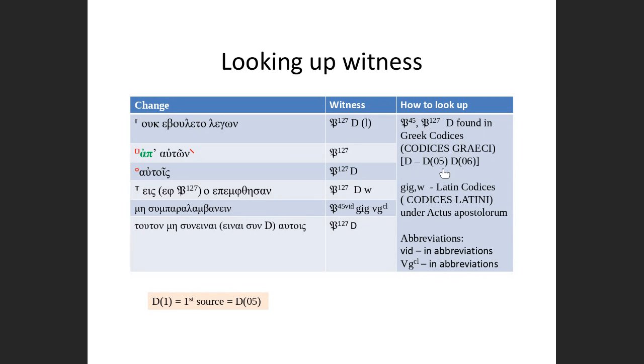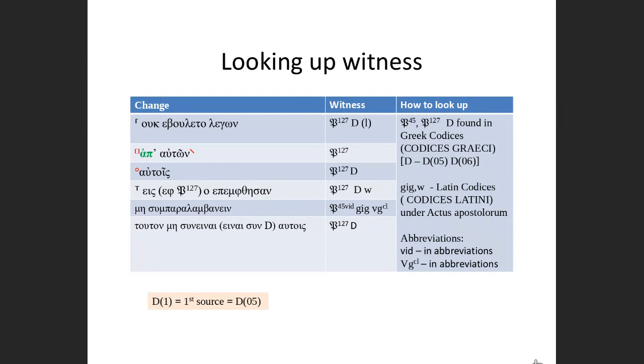The D through D0 are in the Greek codices. The G and the Y are in the Latin codices under Actus Apostolorum. And you look at the abbreviations. Where do we find this? Well, let's look at what I've put on the text under the Greek resources. Under exegetical process, you'll find the NA-28 text, and you can look at it there. Just a minute while it loads our friendly text files, and we'll go from there.